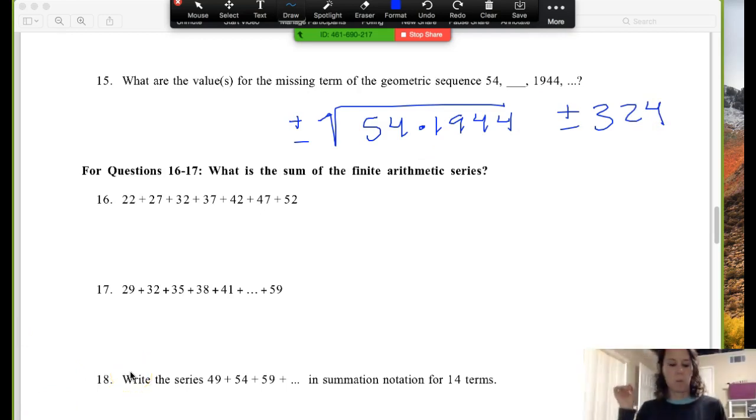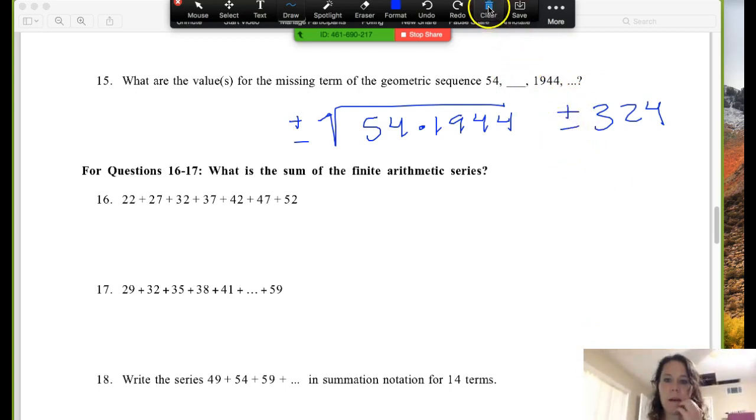Just be aware when multiplying this term, these two are positive, but we don't know this term. It could have been negative or positive. If your common ratio was negative, it would go positive, negative, positive. So that's why you have to state it's either of these. So please be careful of that.